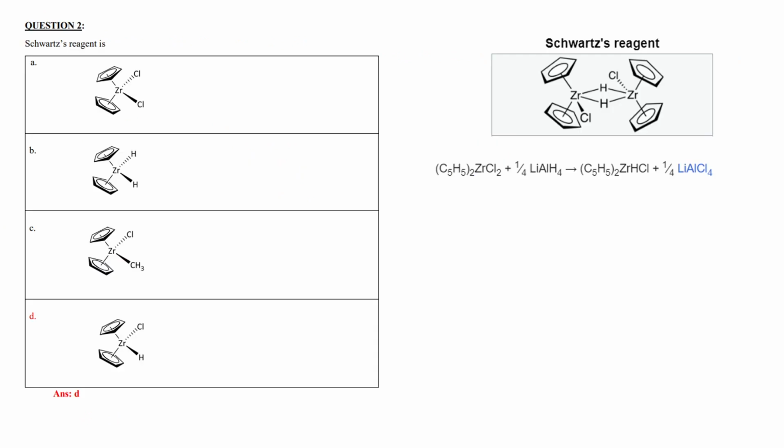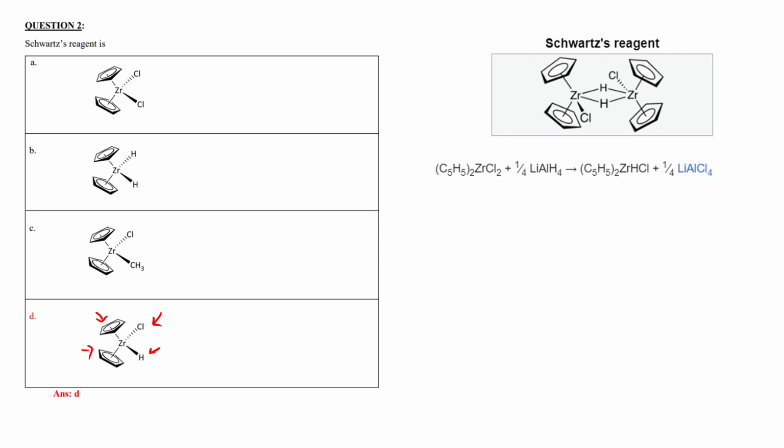Now coming to this Schwartz reagent. The question is very much simple. They just want us to identify this particular Schwartz reagent, and this one is D. So in zirconium, two cyclopentadiene units should be there, one would be hydrogen and another is chloride, so this is your Schwartz reagent. The other options are not. That's very much simple anyway.